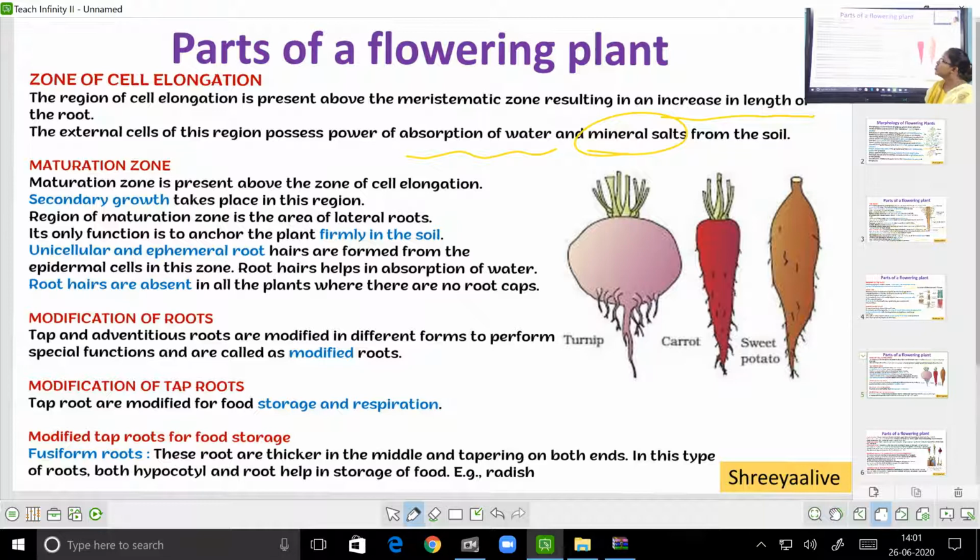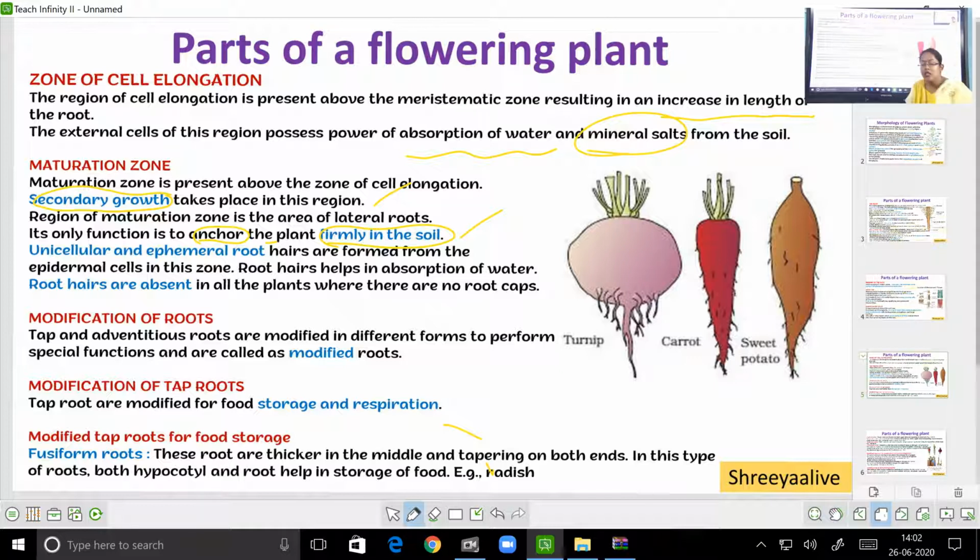Maturation zone. Following the zone of cell elongation, we have the maturation zone. Why do we call this a maturation zone? Because it is from this region that the secondary growth takes place. The maturation zone is an area of lateral roots, and its only function is to anchor the plant firmly in the soil. So secondary growth always takes place in this region, and it always anchors the plant firmly in the soil.